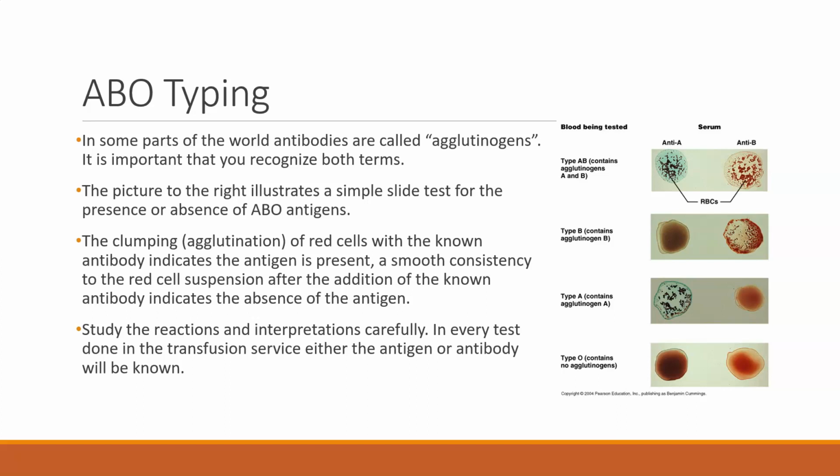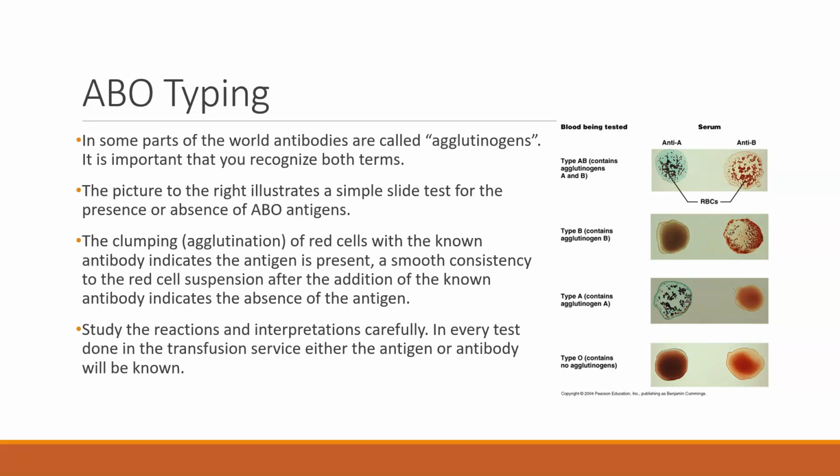When you add anti-B to a B cell, agglutination occurs, and so on. A is agglutinated by anti-A but not B, and then group O is not agglutinated by either one. They're smooth and silky. So by looking at the reaction of agglutination versus no agglutination, we can determine a patient's ABO group. Study the reactions and interpretations carefully.